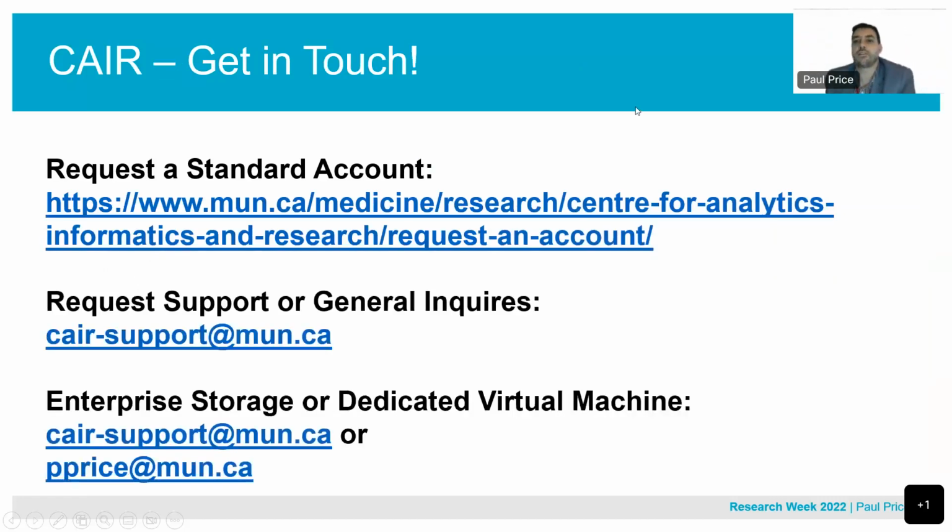So the next part here is if you just want an HPC account with us, pretty standard stuff. There's a link there for requesting a standard account. If you already have an account and need support, or you have general inquiries, or because the standard account link is so long, you can just email us at cair-support@mon.ca, and we'll be more than happy to help you.